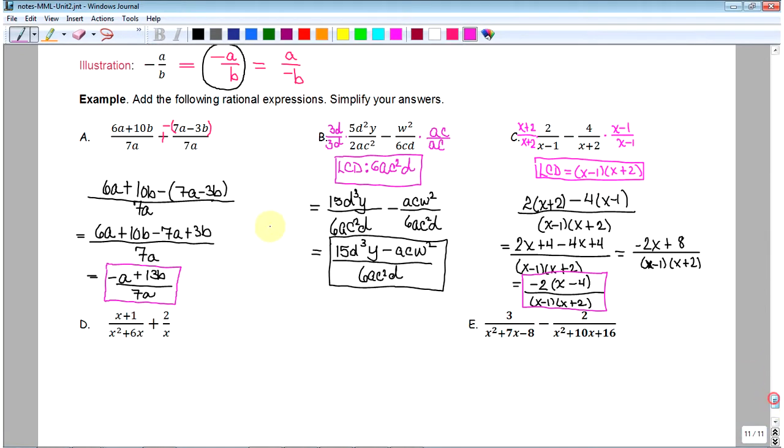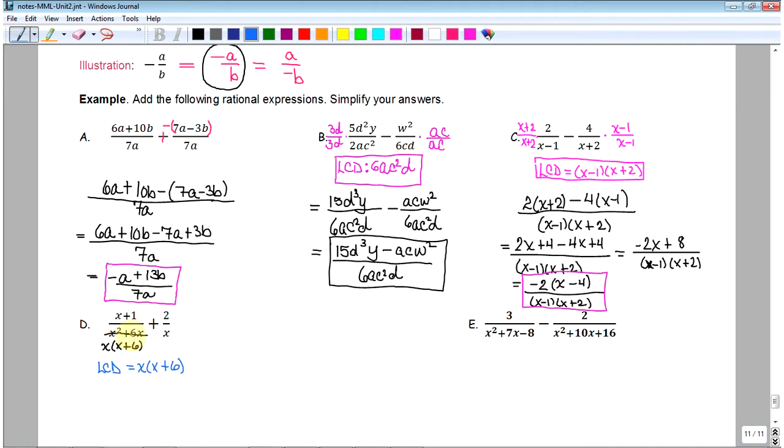Okay, going on to our third problem. Before we can get our least common denominator, we need to factor our denominator if it can be. So our first denominator, we can take an x out, and we're left with x plus 6. So my least common denominator in this problem will be x times x plus 6.